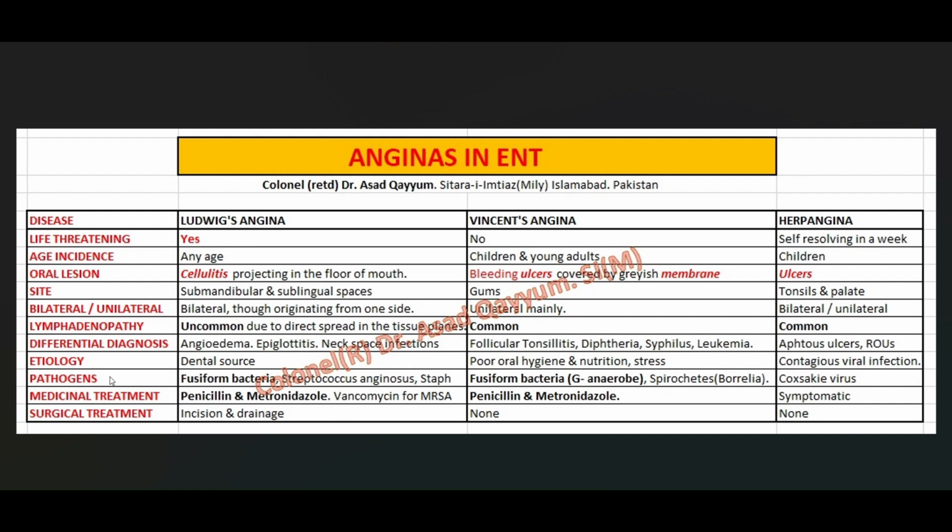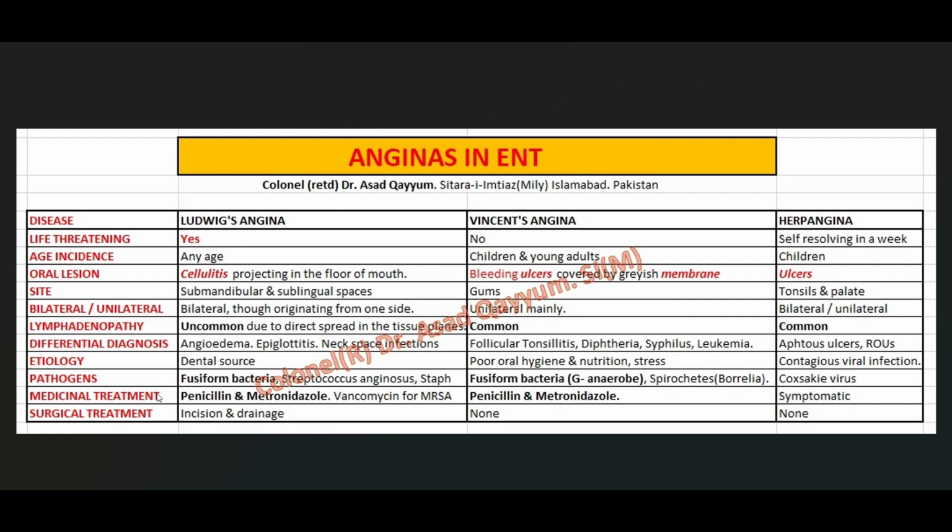Now, what are the pathogens involved in these three anginas? In case of Ludwig angina, fusiform bacteria, Streptococcus anginosus, and Staph aureus are the common organisms. In case of Vincent's angina, similarly, fusiform bacteria is again the causative agent, which is a gram-negative anaerobe. The second most common organism is spirochete. In case of herp angina, the virus responsible for causing this disease entity is Coxsackie virus.